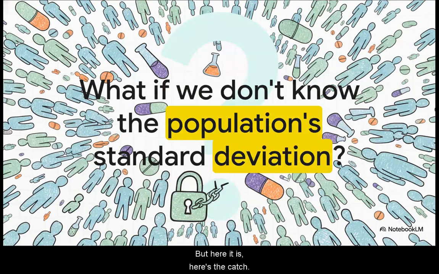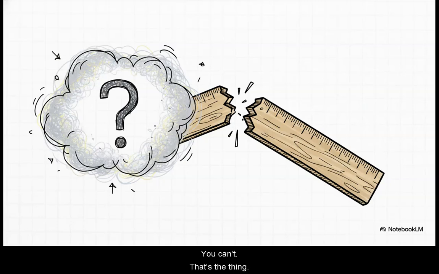But here's the catch. I mean, it's a really big one. Kind of the fatal flaw. To use the z-score, you need to know the standard deviation of the entire population. Just think about that for a second. If you're studying a new drug, how on earth could you possibly know that information for every single person who might ever take it? You can't.